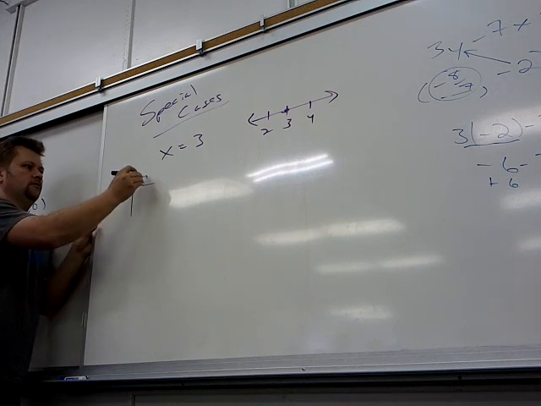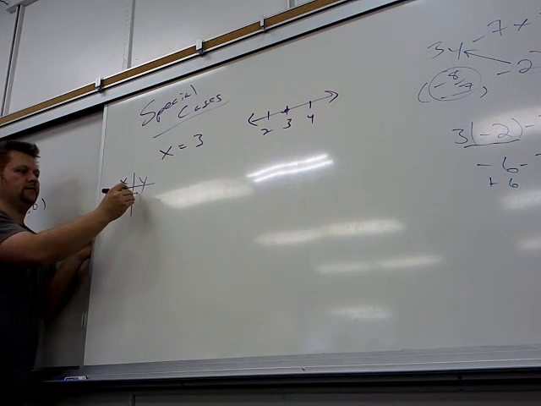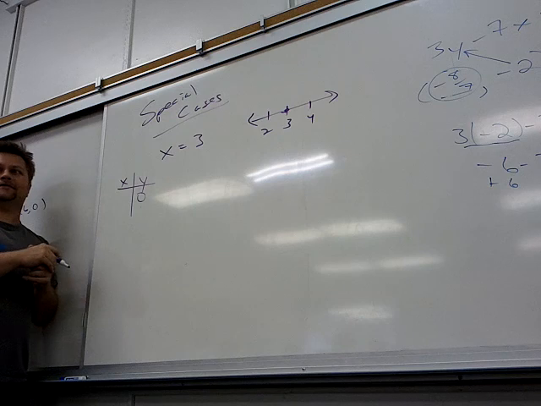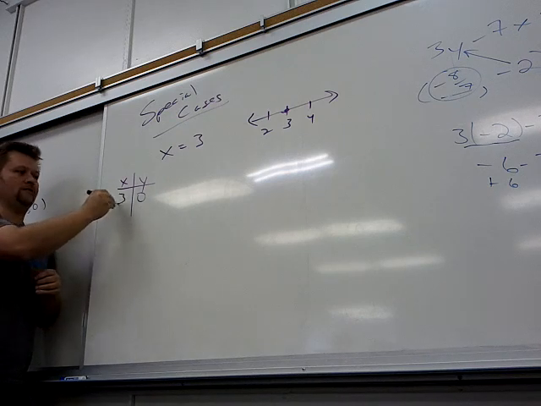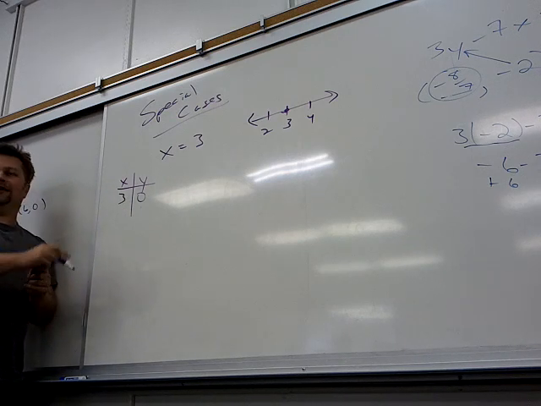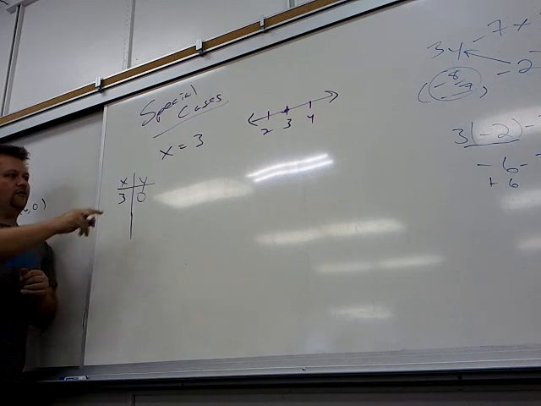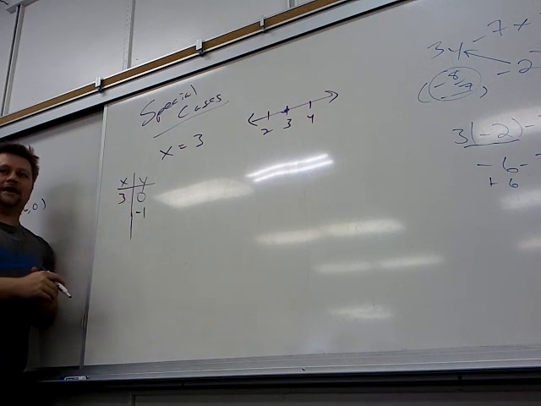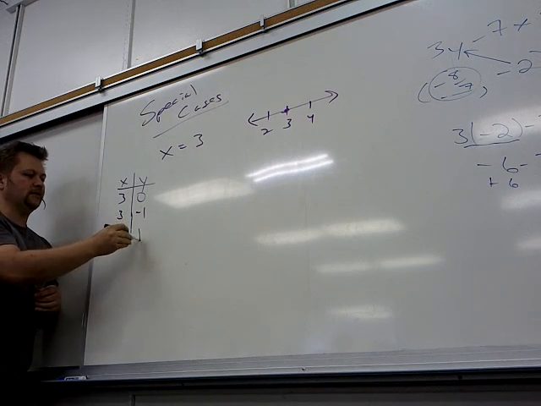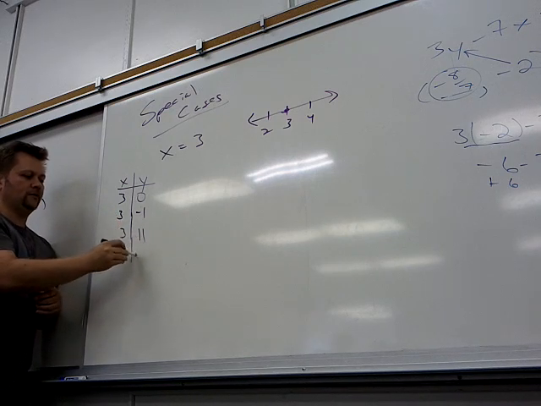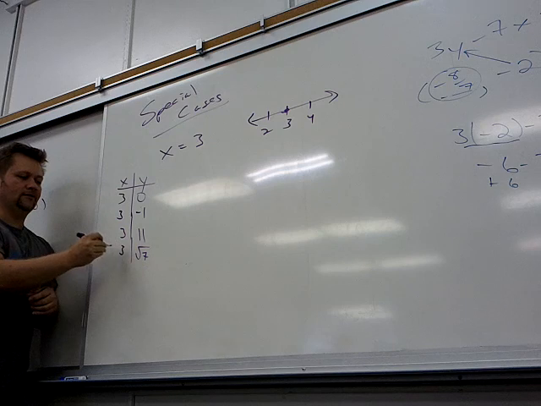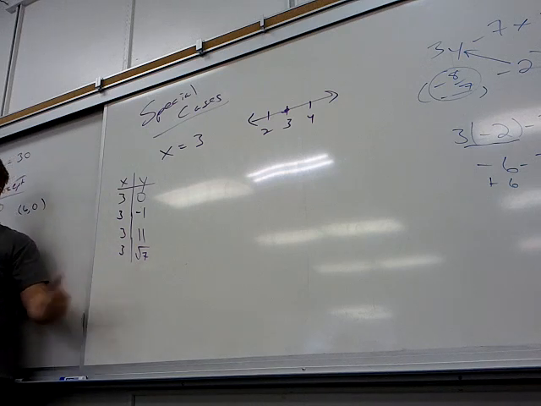So, for example, here's the idea. If y was 0, what's x? 3. Don't overthink it, right? What is x always? 3. If y was negative 1, what's x? 3. If y was 11, what's x? 3. If y was square root of 7, what's x? 3. I like it. I'm not going to plot that one.